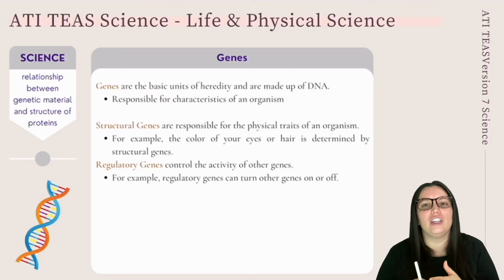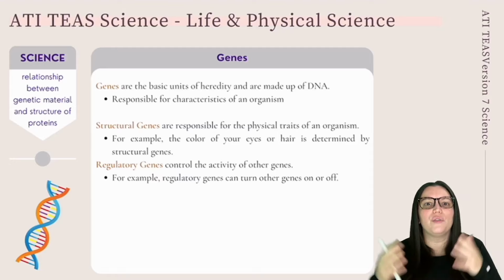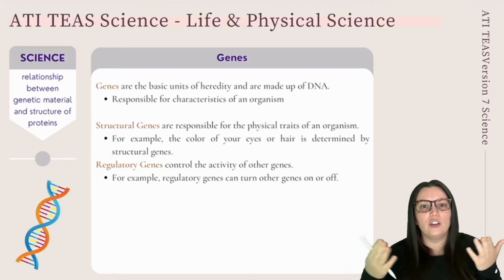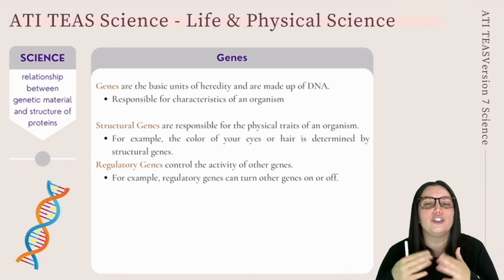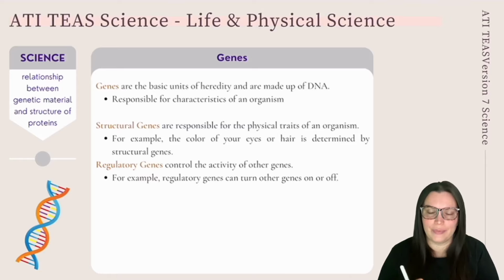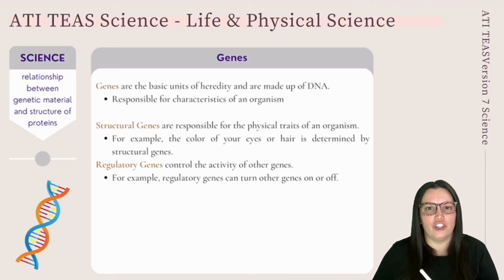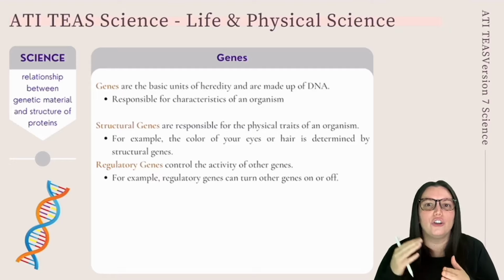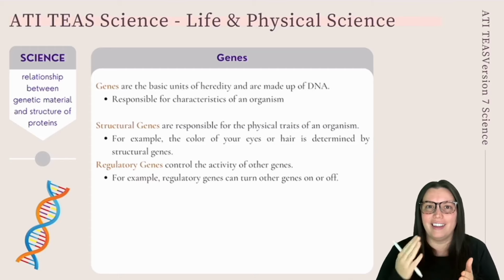There are two types of genes. We have structural genes and regulatory genes. Structural genes are responsible for the physical traits of an organism. So for example, the color of your eyes and your hair are determined by structural genes. Regulatory genes control the activities of other genes. So for example, regulatory genes can turn other genes on and off.